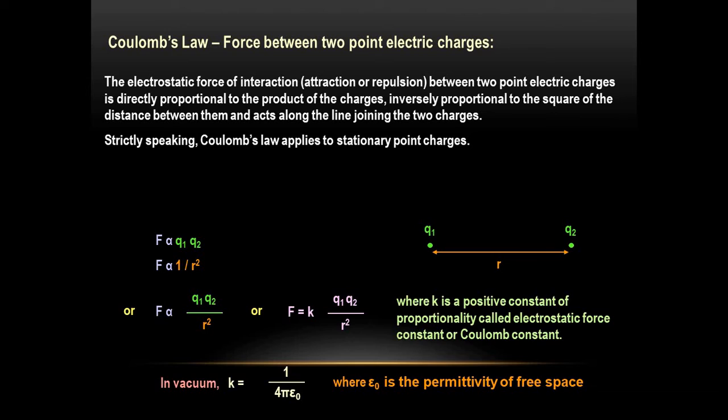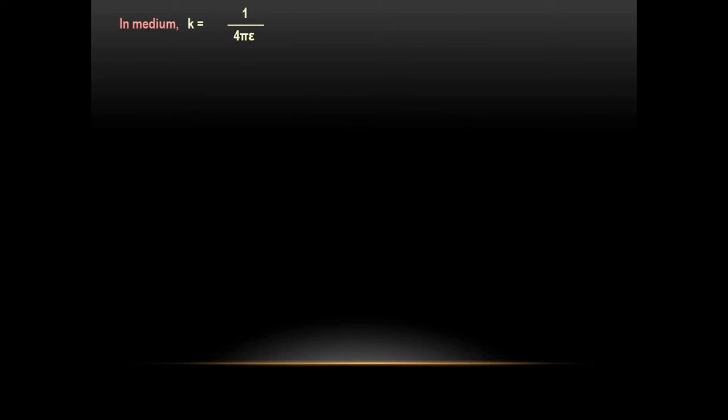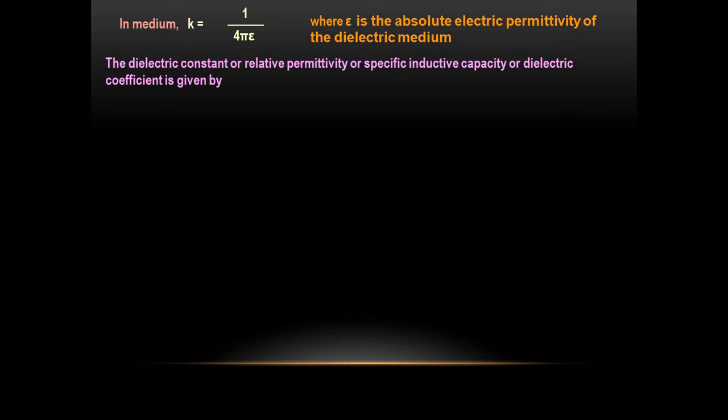So in vacuum, the value of K is equivalent to 1 by 4 pi epsilon naught, and epsilon naught here is called the permittivity of free space. But in a medium, the value of K is equivalent to 1 by 4 pi epsilon, and epsilon here is known as the absolute electric permittivity of the dielectric medium. So the dielectric constant or relative permittivity or specific inductive capacity, as we know, or dielectric coefficient, is given by K or epsilon r, which is given as epsilon by epsilon naught.